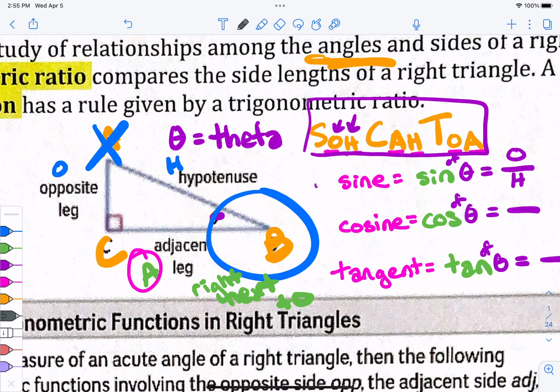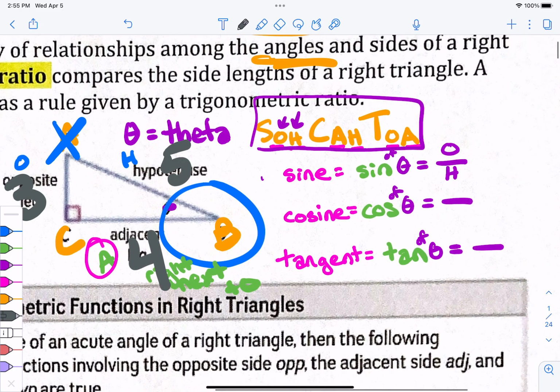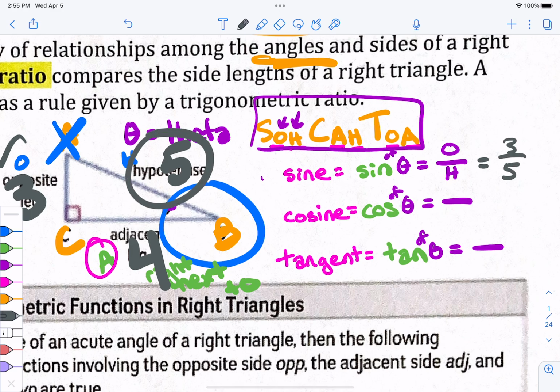Let's say that this side is 3. Let's say this side is 4 and this side is 5. I'm just going to make these numbers up and slap them on this triangle. If I say that sine is O over H, it would be what number over what number? O is 3 and H is 5, so it would be 3 over 5, and that's what sine of that angle would be. Does that make sense? That's all we're doing, okay?